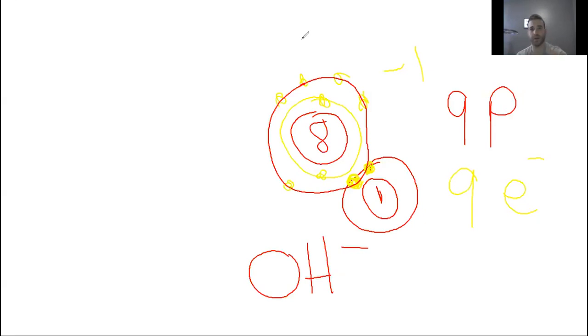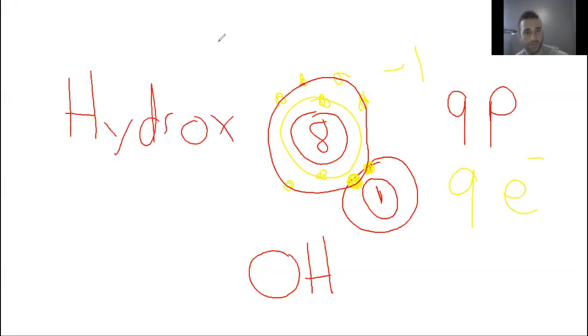Okay, so now I don't have a hydroxide ion anymore. I have a neutral molecule. This neutral molecule looks like that. That is now called the hydroxyl radical. Why is it a free radical if it's neutral?